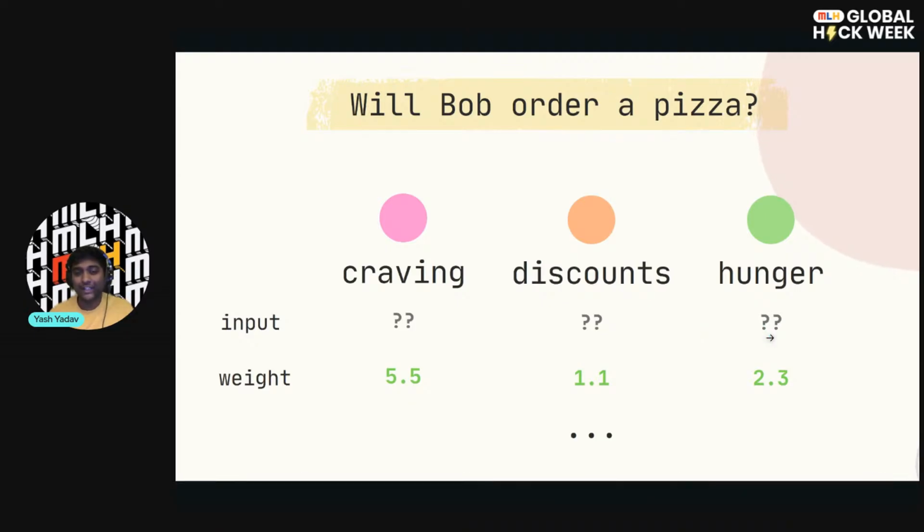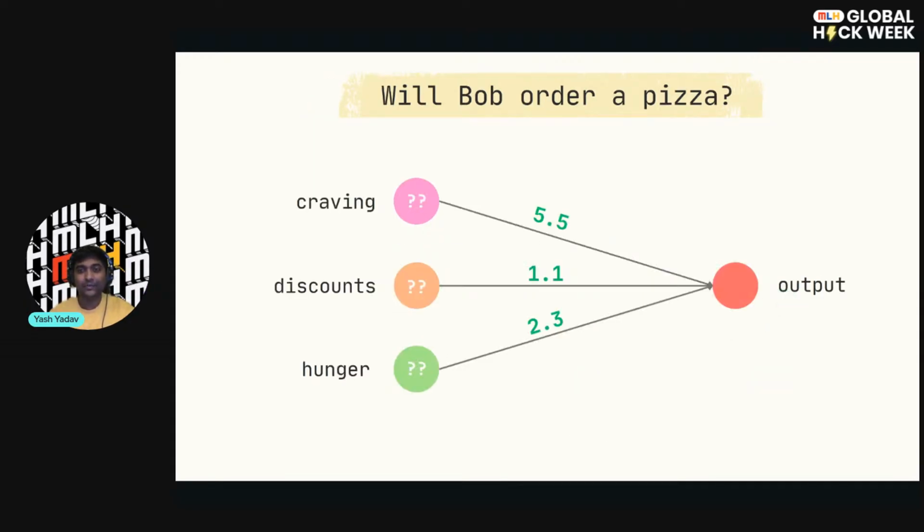So we don't have any inputs right now, but we can get inputs and then plug them into our formula, and get our indication value, which determines whether or not we are going to order a pizza. If we visualize this, it would look very similar to what we saw originally in the Alice example, where there's craving, discounts, and hunger fed into an output, and the weights are the connections, which are essentially the importance that you're putting on that particular input.